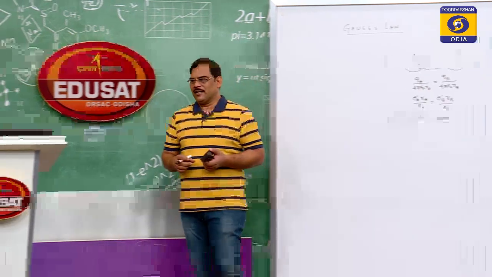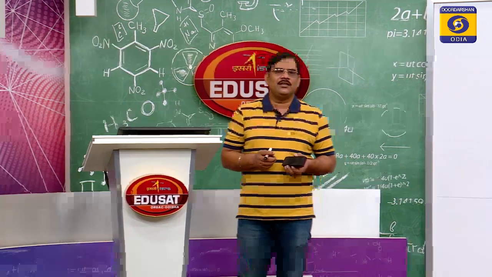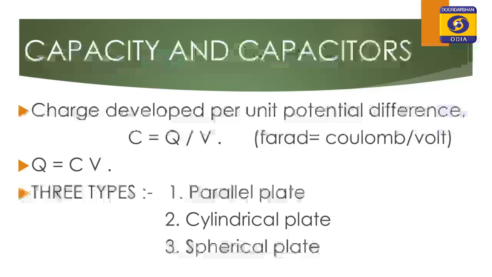Let us go to the next slide. In the next slide, we are going to discuss the capacity of conductors and capacitors. In the universe, we have capacity of all substances. A bucket has a capacity maybe of 15 liters. We have a capacity of eating, suppose, 100 grams of rice. So, everything has a capacity. Similarly, in electricity, all the conductors have a capacity of storing charges.